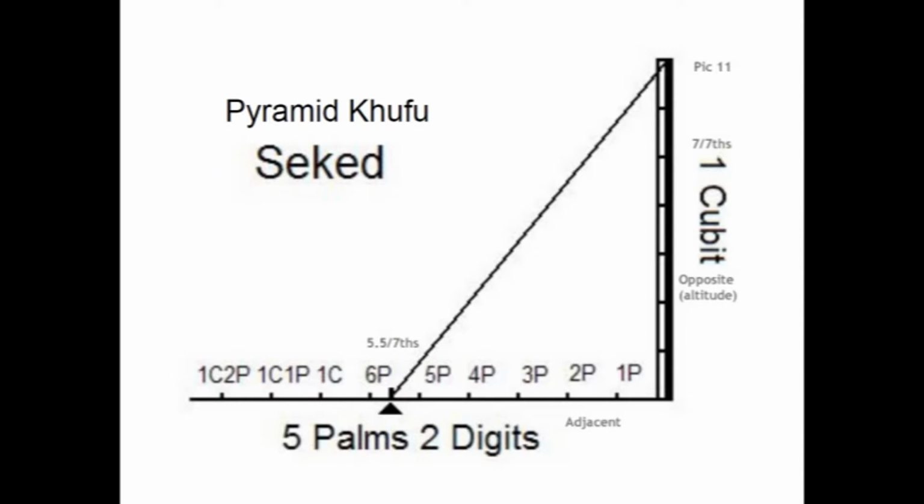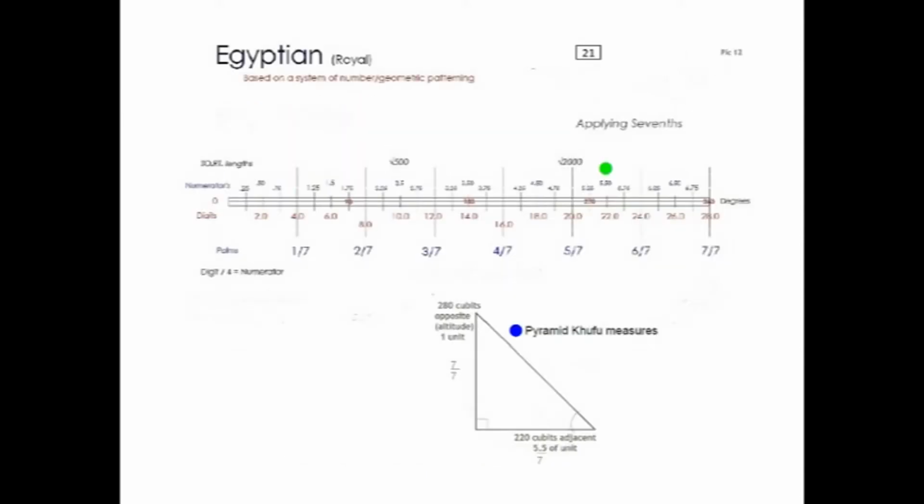Pyramid Khufu's Seked, the surface inclination of a triangled pyramid. In terms of a right angle, 1 unit opposite altitude to 5.5 adjacent. This would be in agreement with the fractional numerator of the Egyptian palm in digit relationship. 4 digits to a palm is 1/7, and 5.5/7 of a palm is at 22 digits. With the Royal Egyptian Cubit Rod set unit applied to the Pyramid of Khufu, 280 cubits opposite altitude, or 28 digits, 1 unit rod, multiplied by the factor of 10, 5.5/7 of the unit adjacent, equals a constant pi.